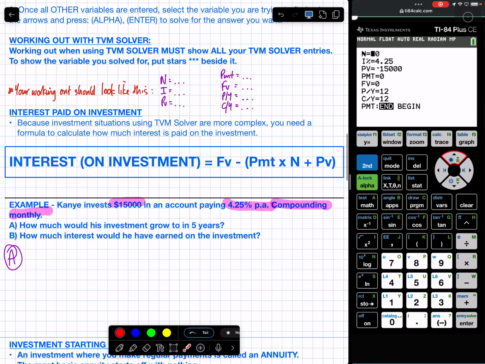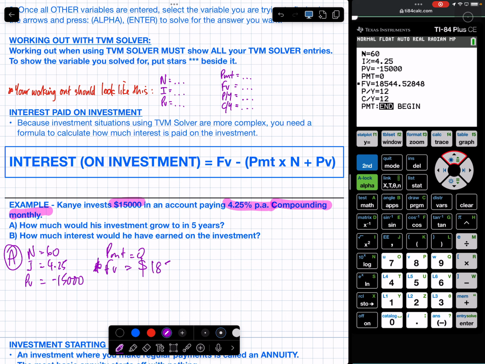So question says, how much would his investment grow to in 5 years? FV is what it grows to. So I press alpha and then enter. So that tells me, so I'll write down my working out. N is 60. I is 4.25. PV, negative 15 grand. PMT was nothing. FV, I'm going to put a star next to FV because that is what I solved for. PY and CY are both 12.